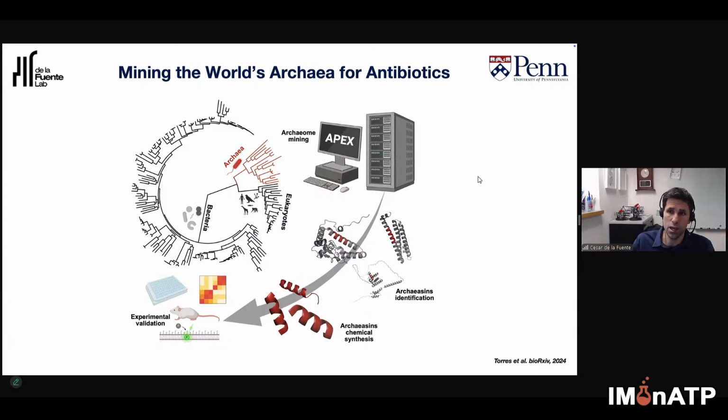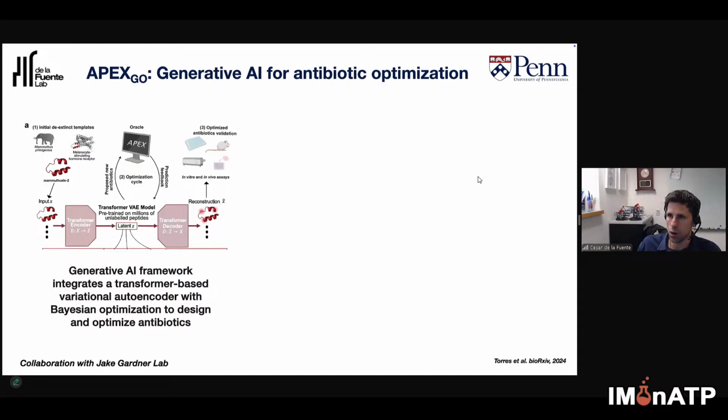As you probably know, archaea are really underexplored in general in science, but especially so as a source of molecules. So this was really, I think, innovative in that sense. And a couple of these very recent, fresh papers. The other one is Apex Go.